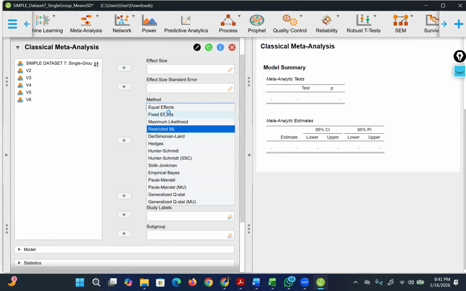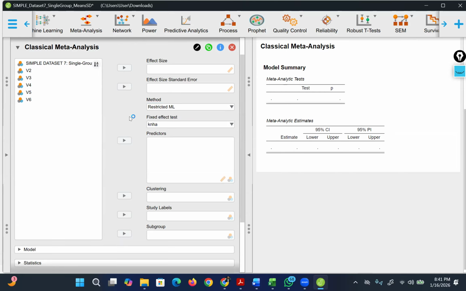which is 10% of the cases, or restricted ML, or maximum likelihood. So these are the two important methods we can use. And by default, restricted ML is given. So people usually use this type of method to estimate. If you hover over the value, you can see that it gives you the direction: method used to estimate heterogeneity. In the meta-analysis, the available methods depend on the inclusion of heterogeneity model terms.